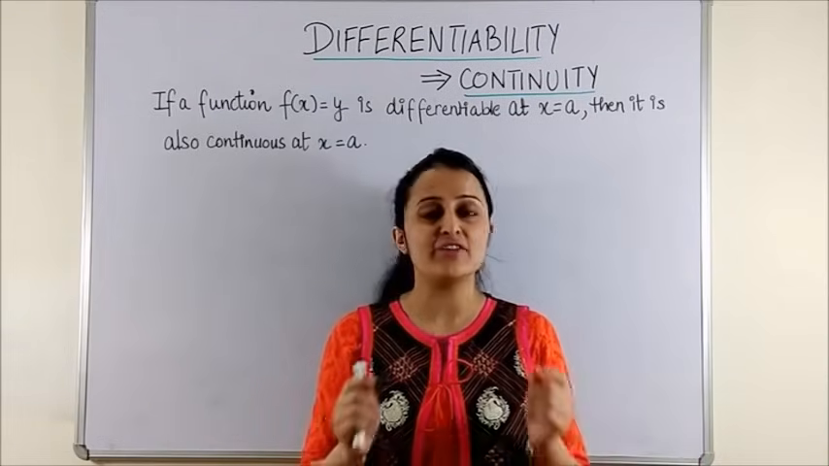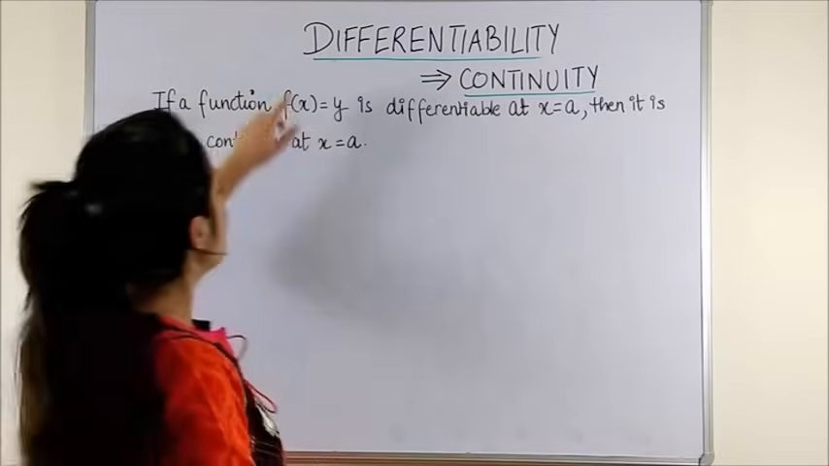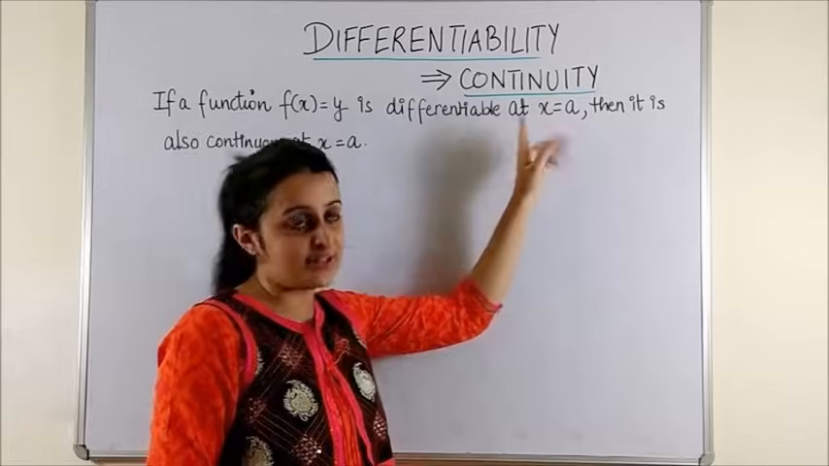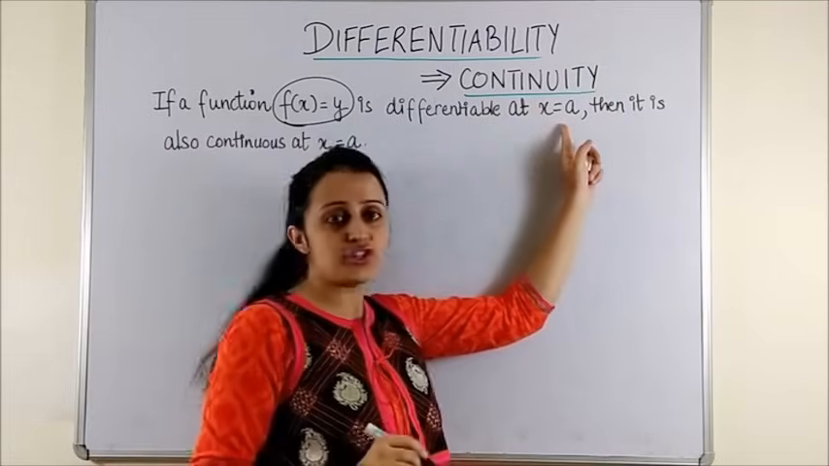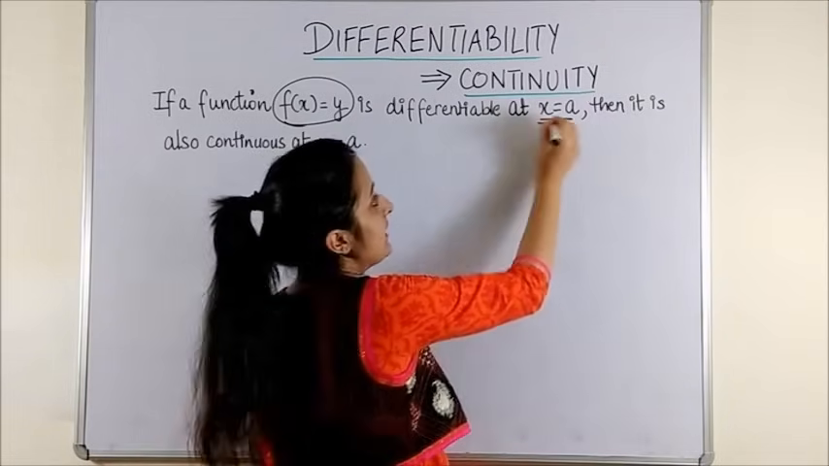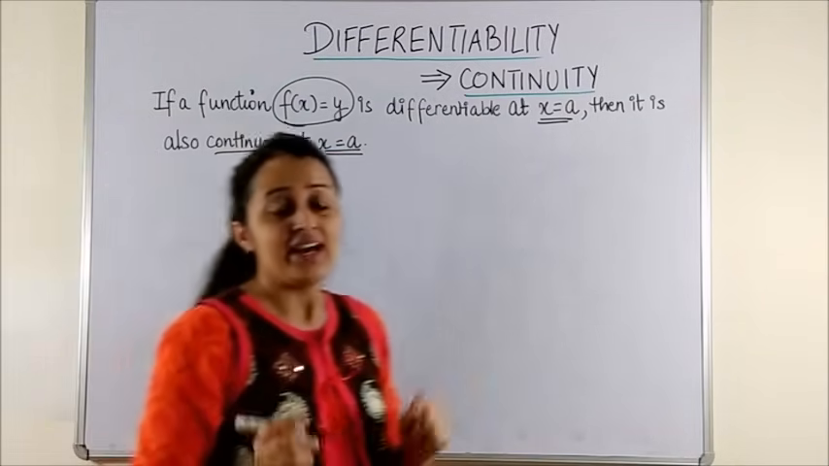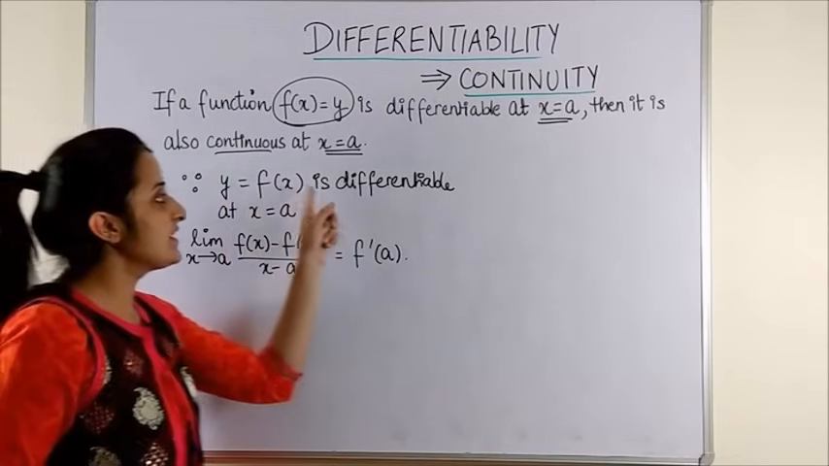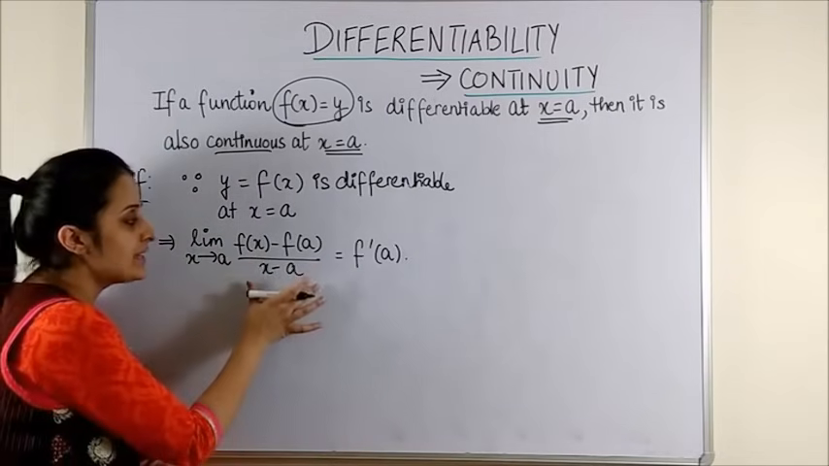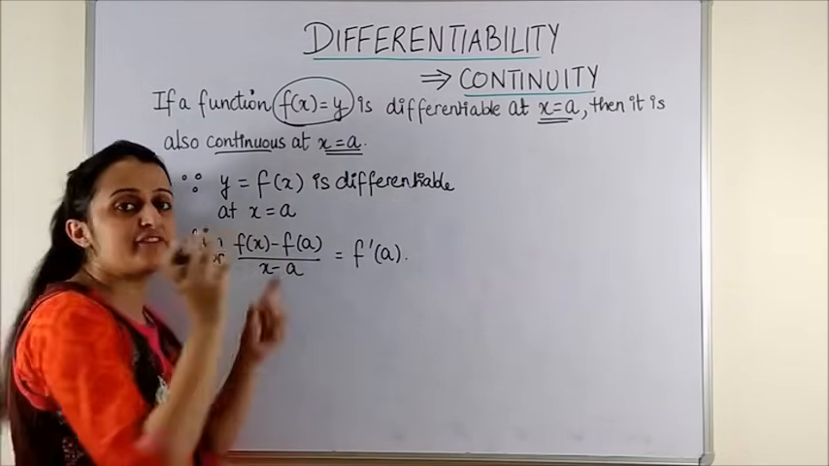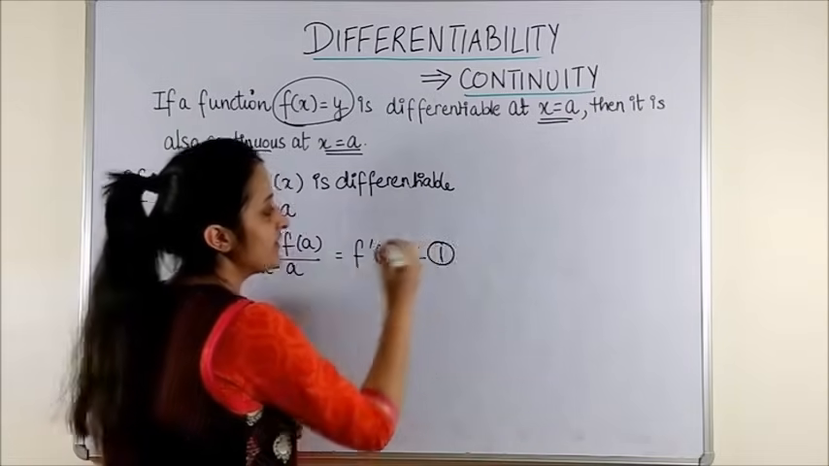This result expresses a very interesting relationship between differentiability and continuity. So, it says differentiability implies continuity. If I take a function f(x) equal to y, which is differentiable at a certain point, say a, then it is also going to be continuous at the same point a. Let's try proving this. So since given y equal to f(x) is differentiable at x equal to a, this implies that this limit exists, has a finite value which is given by f dash of a. So I mark this equation.